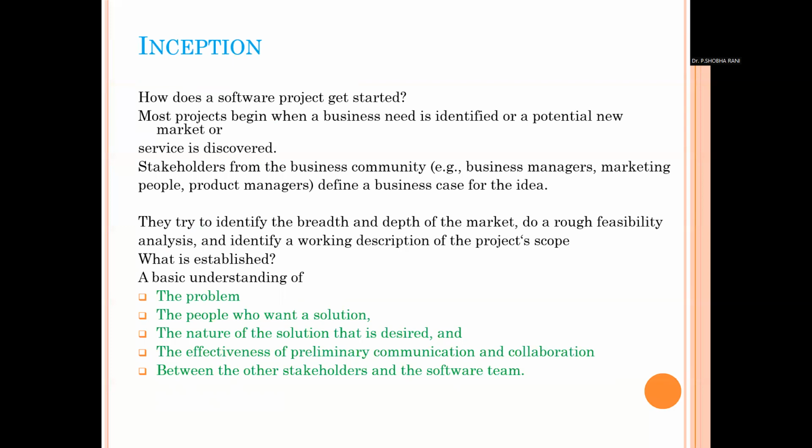The stakeholders are from the business community, for example business managers, marketing, end users, and people with day-to-day life requirements. These are all called stakeholders. From the stakeholders, we get a problem for which we are going to give the solution in the form of a software solution. We have to identify how much requirement there is for that problem.